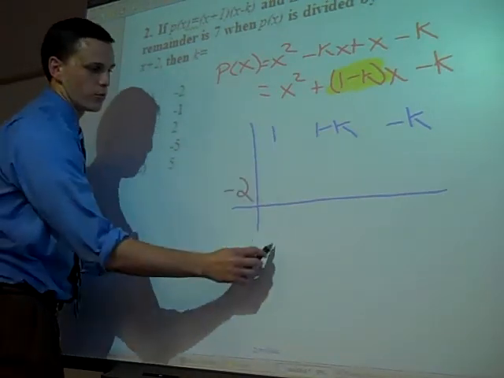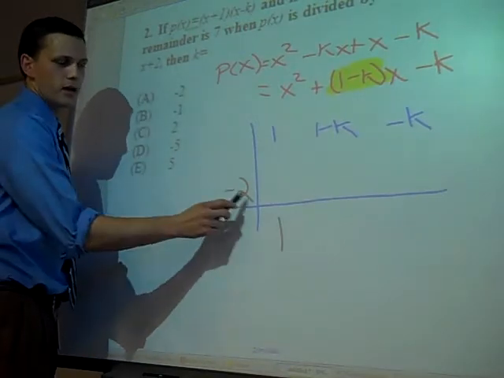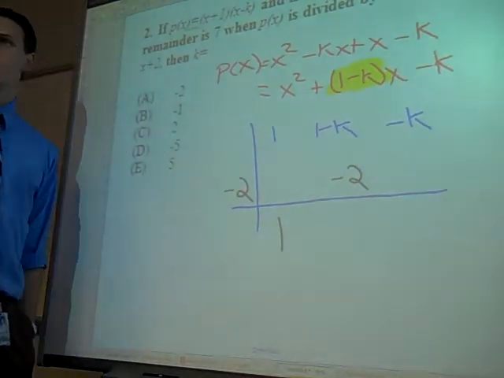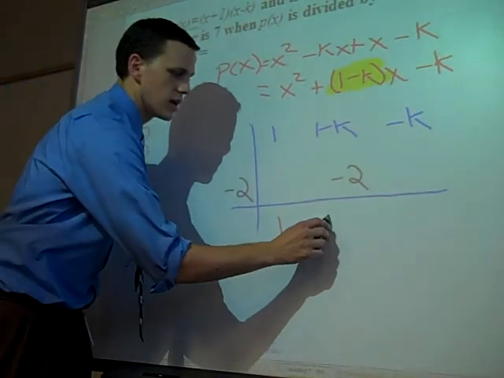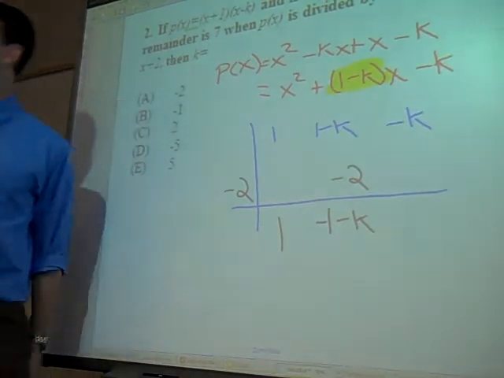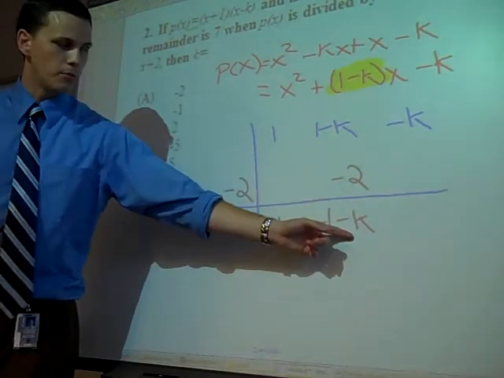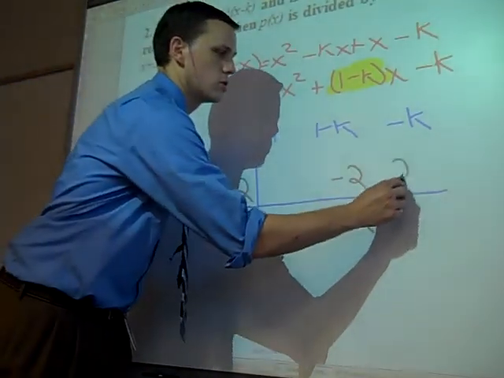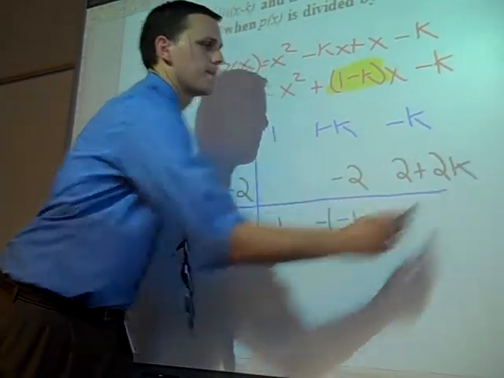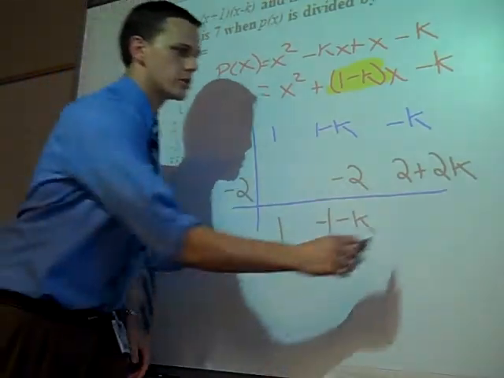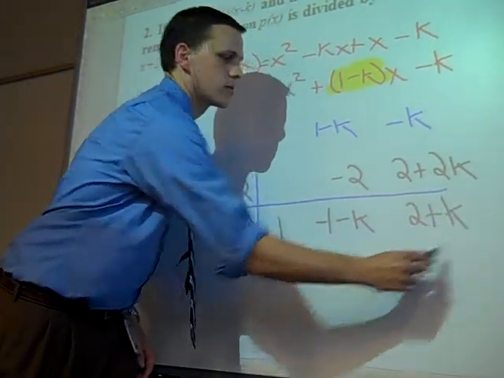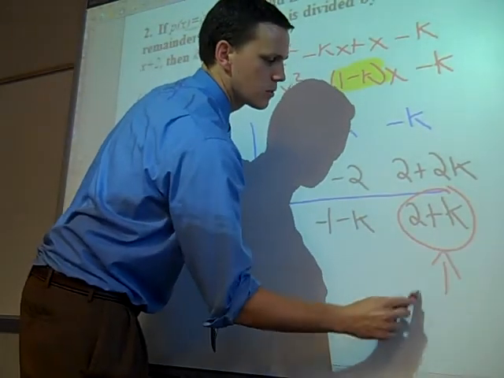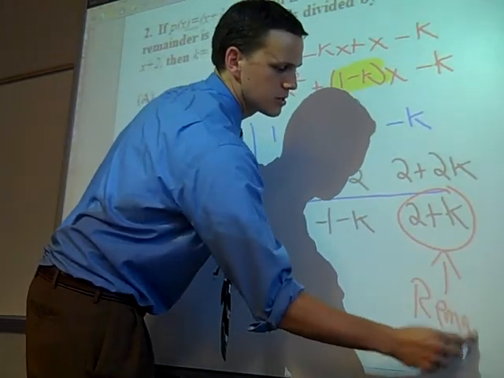And now in synthetic division, we bring the 1 straight down. We multiply. Negative 2 times 1 is negative 2. We add this column straight down. 1 minus 2 is negative 1 minus k. Then I multiply negative 2 by this term. So the negative 2 distributes to give us 2 plus 2k. And we add this up, and you get 2 plus k. Well, 2 plus k, that's the remainder, based on synthetic division.